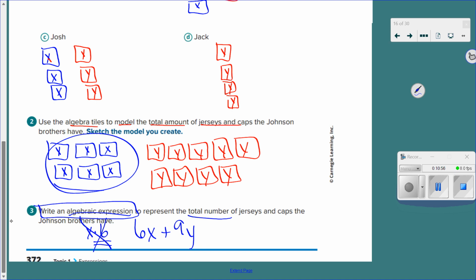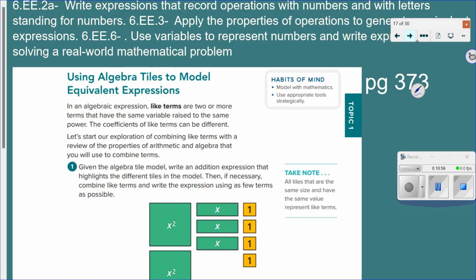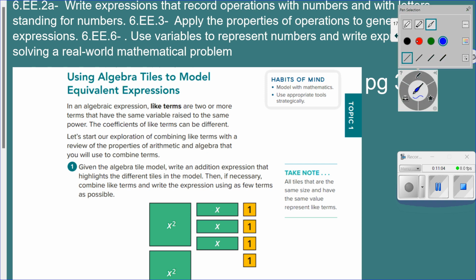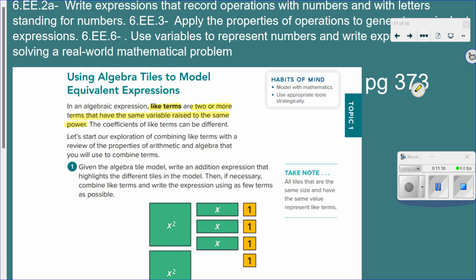Okay, let's go to our next page. Here are your math vocabulary terms. You have your vocabulary sheets now. I believe that's starting at number 8. Like terms are 2 or more terms that have the same variable raised to the same power. The coefficients of like terms can be different. It's okay if they are different. We're going to start by reviewing combining like terms, the properties of arithmetic and algebra that helped us do that.